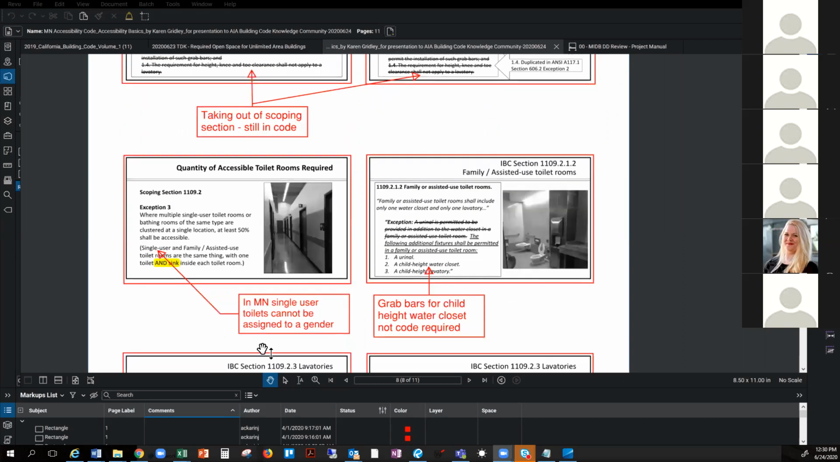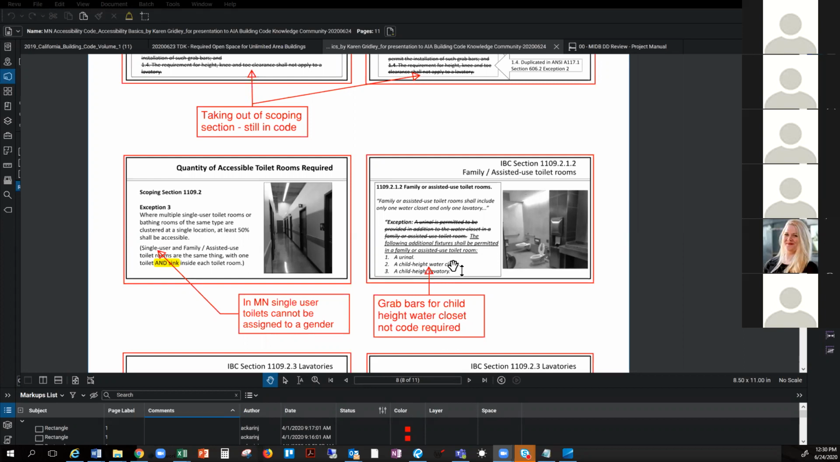So I think we talked about this in the last cycle. If not, here it is. Minnesota single-user toilets cannot be assigned to a gender. So gender neutral, I believe, is the phrase, at least in this state. California may have another phrase, but these are the kinds of things that are being applied to our current code.